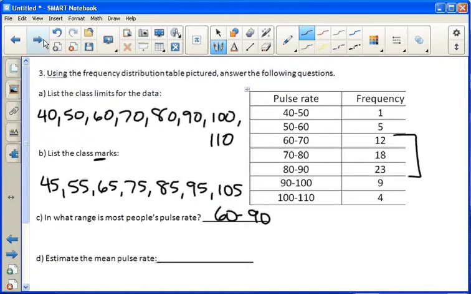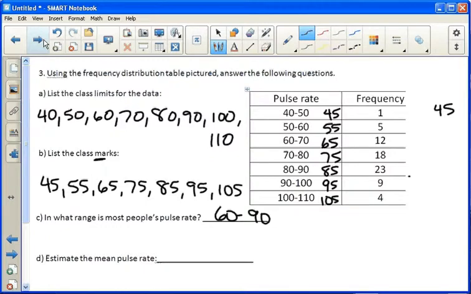Estimate the mean pulse rate. All right, here's how you do that. You assume that things average out to the middle. So we assume on average people in this group have a rate of 45, in this one, 55, 65, 75, 85, 95, and 105. Then we need to multiply each one of those by the number that there are in the category. So there's only 1 in that 40 to 50 range, so we do 45 times 1 and get 45. There are 5 in the 55 category, so do 5 times 55.